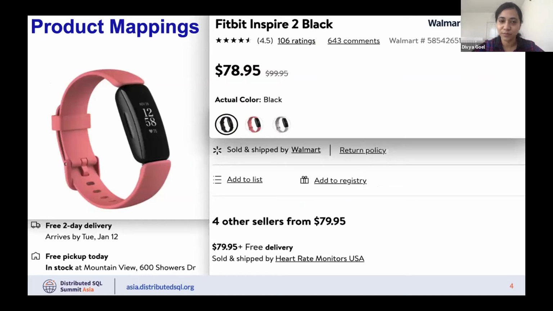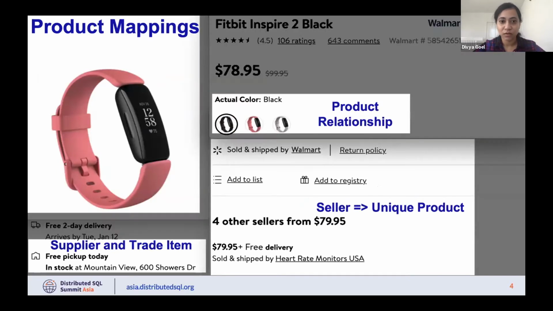These are some bits and pieces of the product page of the Walmart.com site that I've put together. As we can see, there are various sellers for this Fitbit product. Out of these sellers, how do we uniquely identify that all these sellers are trying to sell the same product, like Walmart and the seller heart rate monitors? When we map these seller offers to a product, we use those strong keys so that we don't create duplicates and we are able to have the same products.